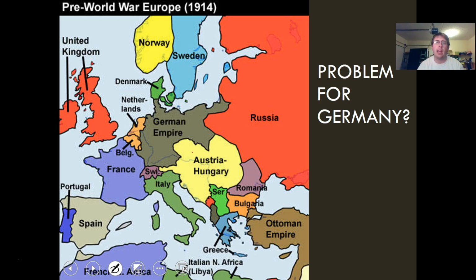There's a dreadnought, and back to a map. Now, here's the issue. For Germany, their problem geographically is that they're in the middle of Europe.